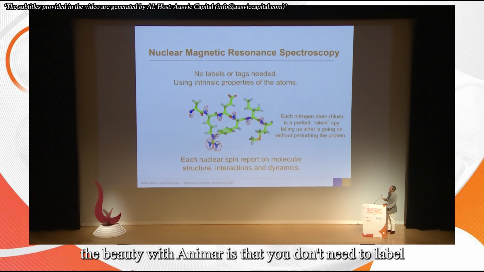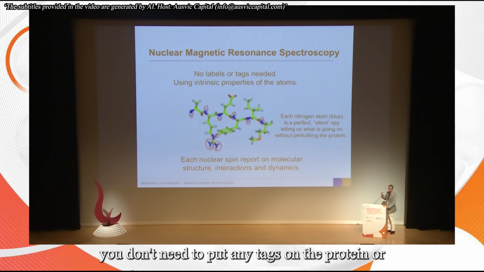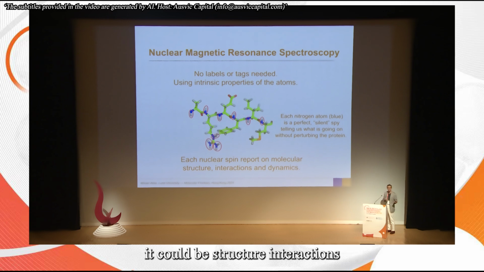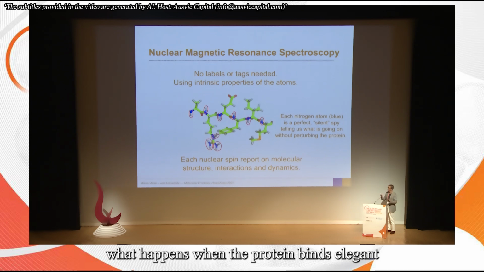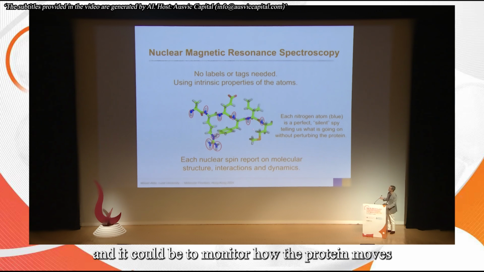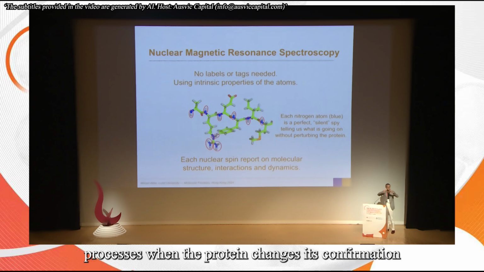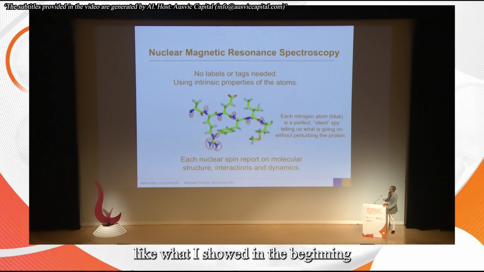The beauty with NMR is that you don't need to label, you don't need to put any tags on the protein or anything. The atoms themselves are like perfect little spies that just sit there silently and report back to you what's going on in the protein. It could be structure, interactions, what happens when the protein binds a ligand, and it could be to monitor how the protein moves in time. And that's, of course, monitoring movement is key to looking at processes like when the protein changes its conformation, like what I showed in the beginning.